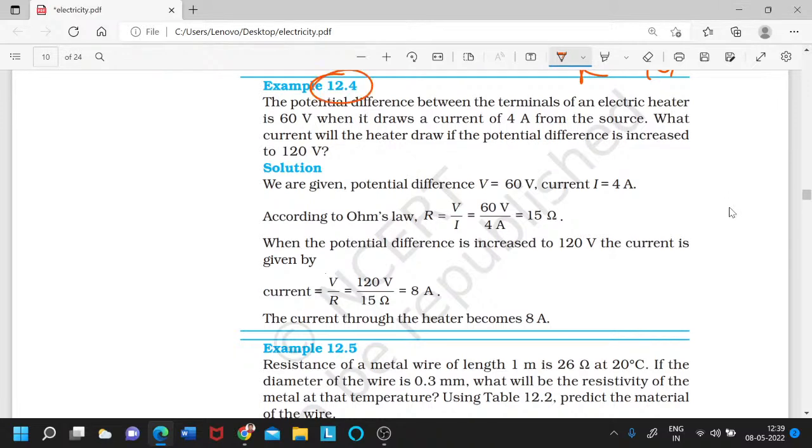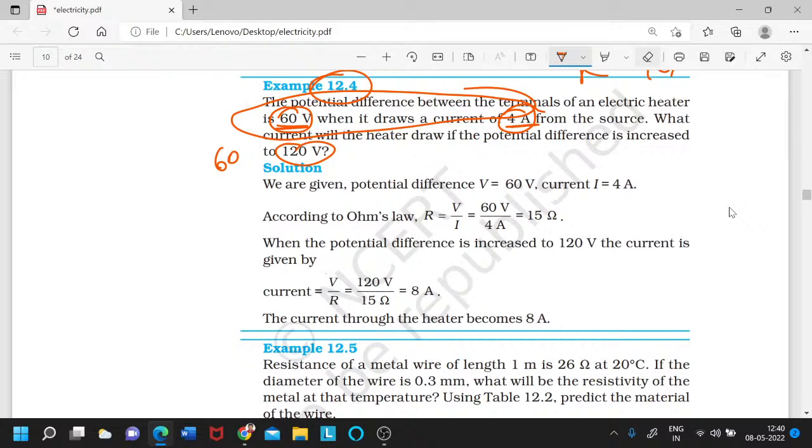Chapter 12, fourth problem we are going to discuss. Voltage is 60, current is 4 ampere. Again the voltage is increasing from 60 to 120. Now they asked what about the current flowing. First we will find the resistance. 60 volt, 4 ampere, you can find the resistance. Resistance is not going to change, it's going to be fixed.